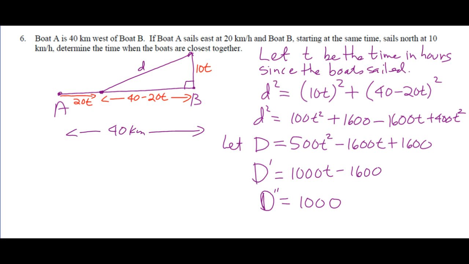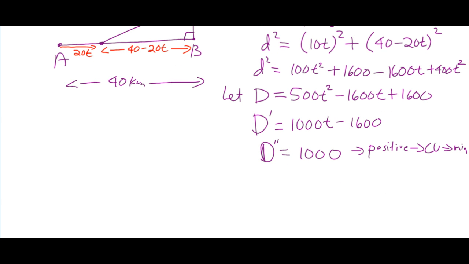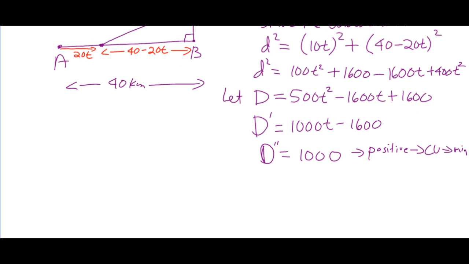So what can we say about D double prime? It's positive, which means it's concave up. Minimum. Good. That's what we want to find, right? We need a minimum. I mean, it's just a quadratic that opens up, right? So then we need the critical numbers.